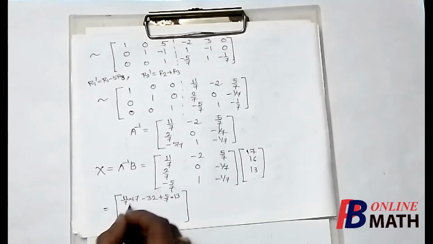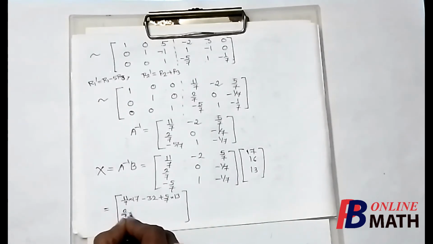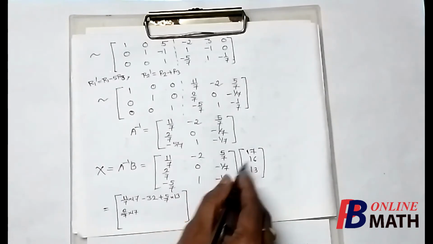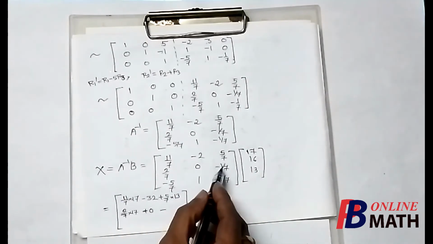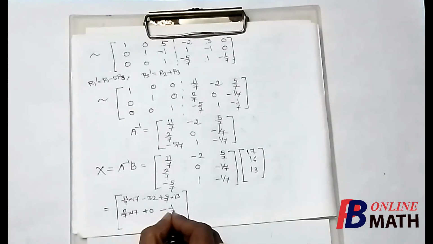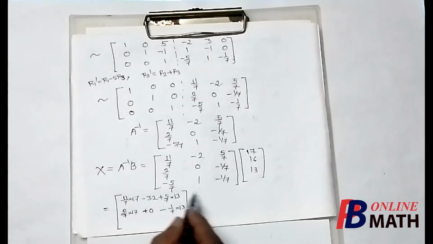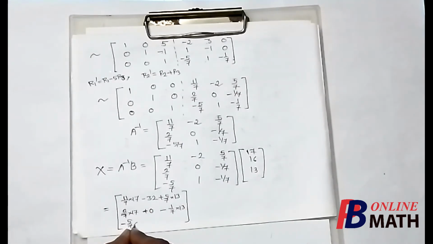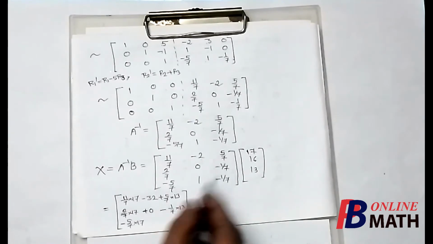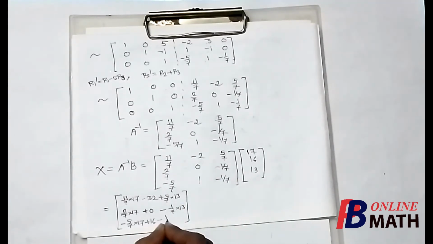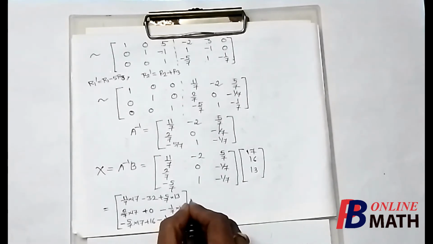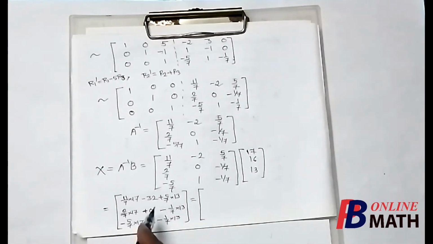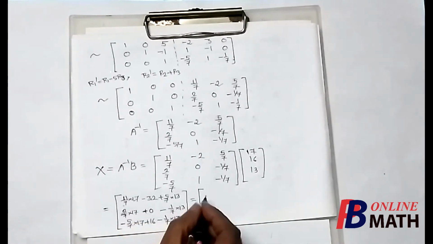The second element will be 2 by 7 into 17 plus 0 into this plus 0 minus 1 by 7 into 13. And the last element is minus 5 by 7 into 17, 1 into 16, minus 1 by 7 into 13. So we can easily find that this is 187 by 7 plus 65. So 252 by 7 minus 32. So 36 minus 32, which is 4.